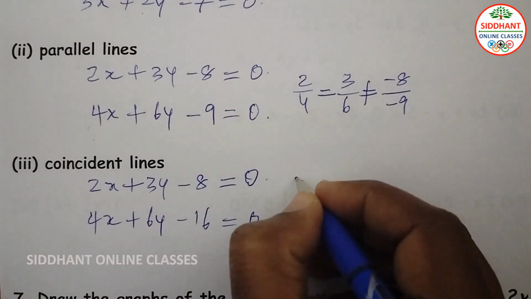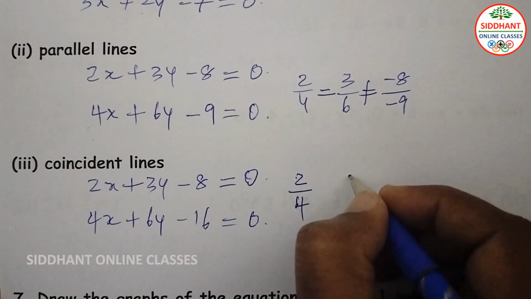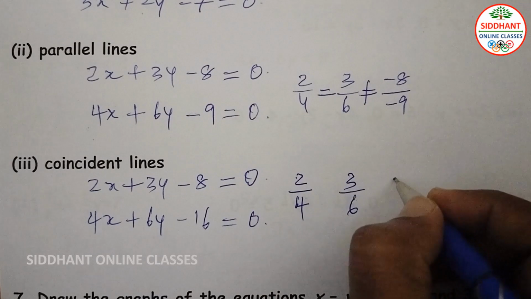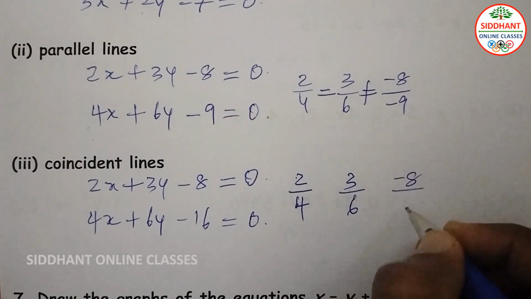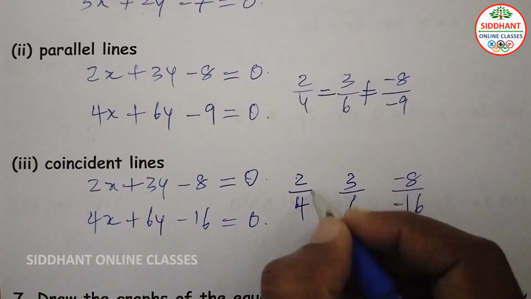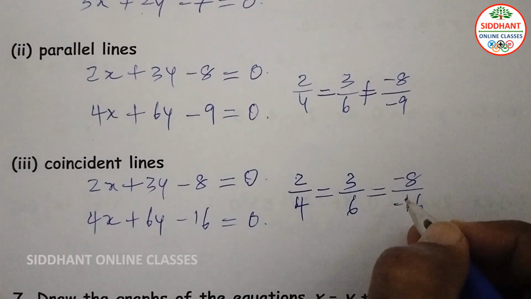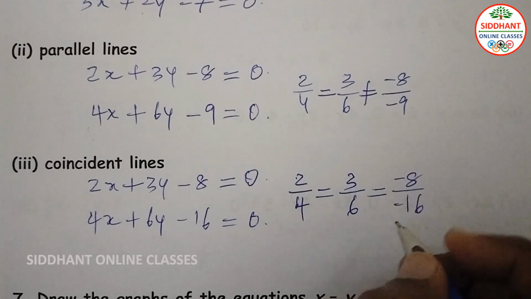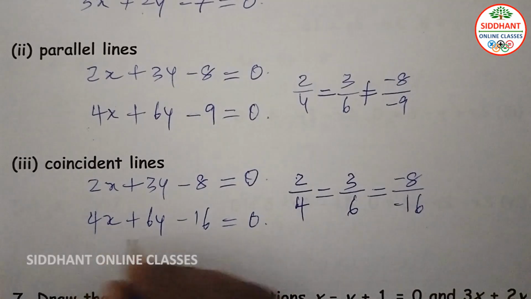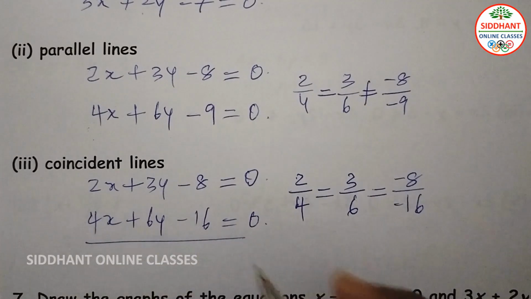So when you compare a1 by a2, which is 2 by 4, b1 by b2, which is 3 by 6, and c1 by c2, which is minus 8 by minus 16. Upon simplification we get 1 by 2, 1 by 2, 1 by 2. All the three are equal to each other. So we can say that the two lines are coincident lines. So this is the example for coincidence lines.